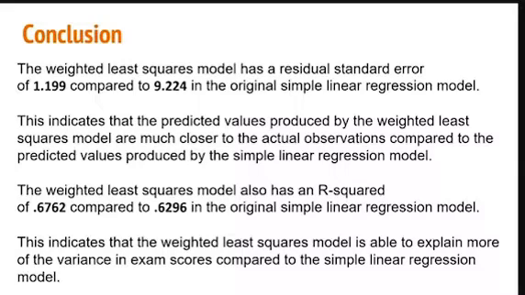Now, we said the weighted least square model also has an R square of 0.6762 compared to 0.6296 in the original. Of course, it's a marginal difference. The R square tells us what percentage of the variation in the response is being explained by the predictor. And I said this indicates that the weighted least square model is able to explain more of the variance in exam score compared to the simple linear regression model.